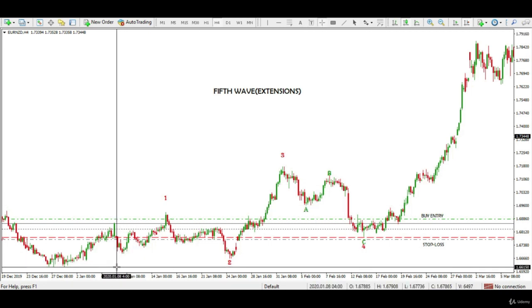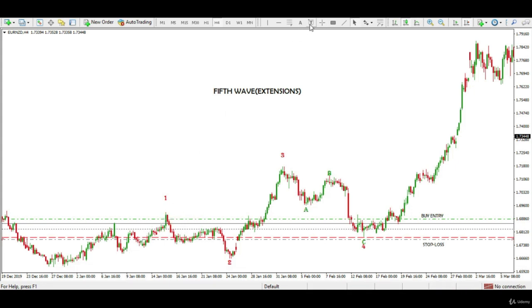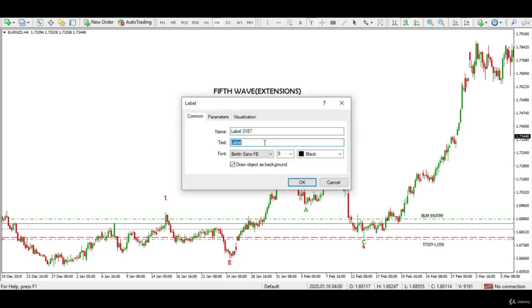Before I conclude this example, I want you to notice how wave 3 was the second largest impulse wave and not the shortest of 3. Because otherwise it violates the wave count as per Elliott wave guidelines.